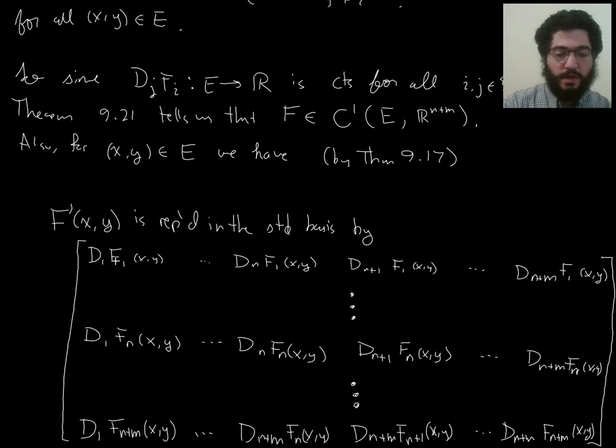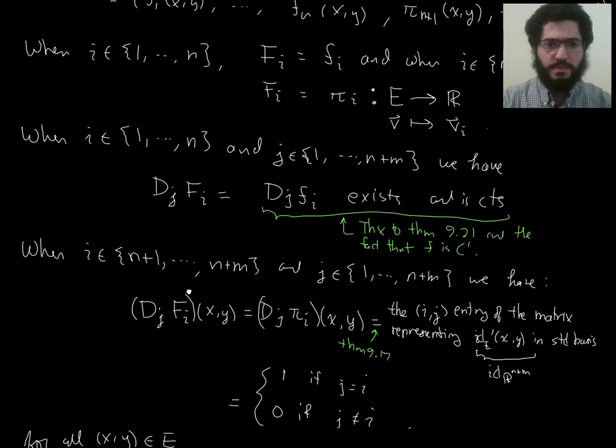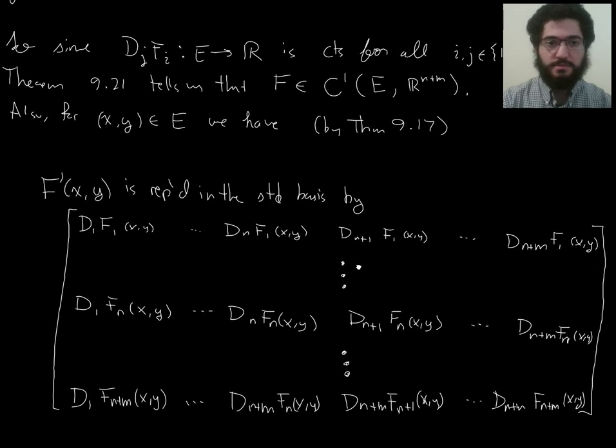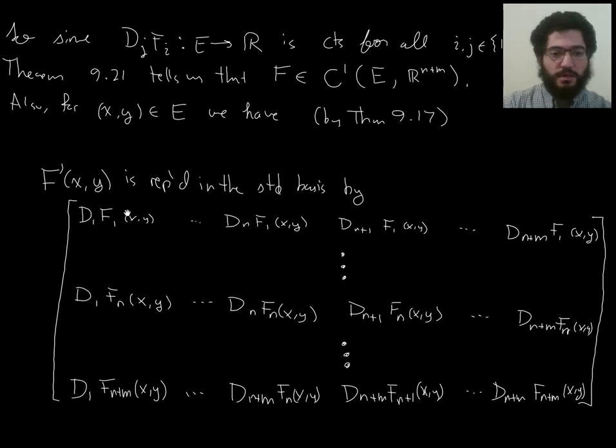Now, filling in what these various components of capital F are, what we found earlier is that F sub i, the ith component of capital F, is either little f sub i or is pi sub i. And it's little f sub i when i is 1 through n, and it's pi sub i when i is n plus 1 through n plus m. So that means, looking down here, all of the capital F sub i's, capital F sub 1 up through capital F sub n here, are actually little f.